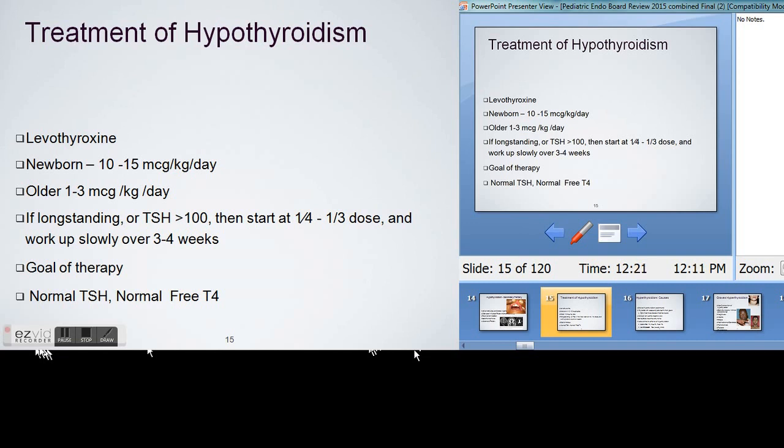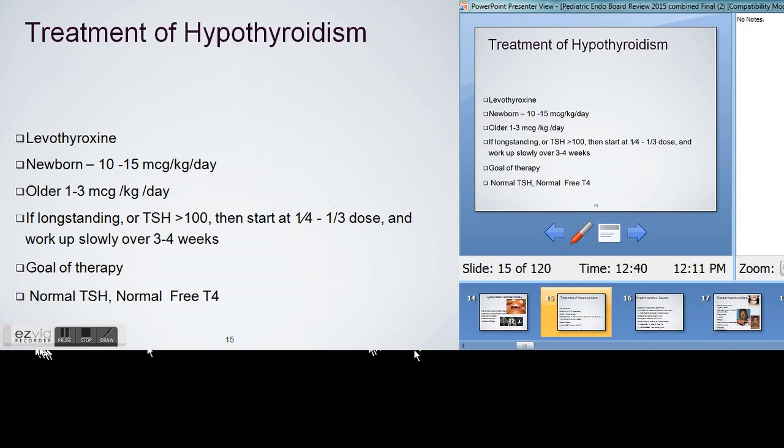We want to start with a really high dose because we want to keep the patient hypothyroid for as little time as possible. We want to correct the hypothyroidism as quickly as possible to prevent long-term sequelae of loss of IQ points. Whereas in an older patient, we use smaller doses, 1 to 3 micrograms per kg per day.